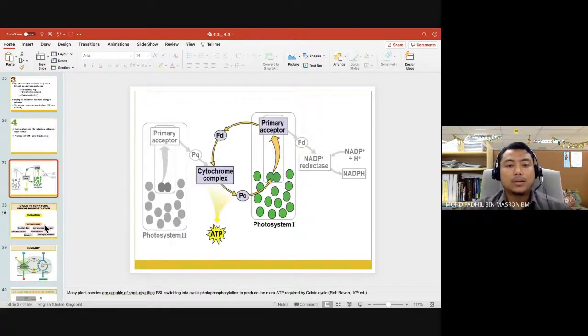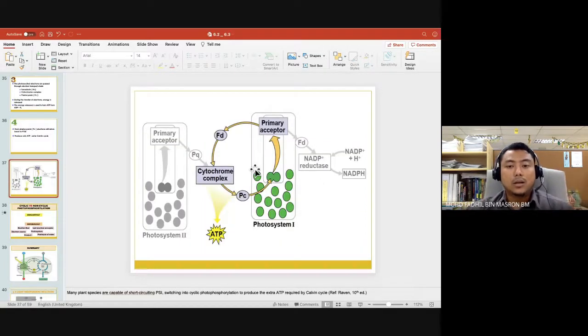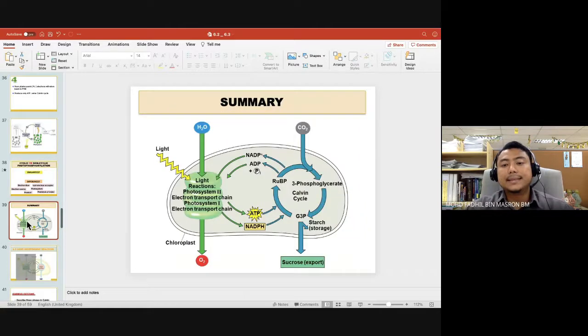Macam tu. Okay, so cyclic versus non-cyclic similarities. Okay, similarities dia ada banyak. Dia ada light harvesting complex, it still uses light energy, dia ada transfer of electron, ada banyaklah similarities. Differences dia, electron flow. Maknanya daripada mana pergi ke mana, siapakah last electron acceptornya. Maknanya P700 jugalah last electron acceptor, P700 jugalah yang akan bagi elektron tu juga. So electron source, photosystem, produk dia apa, hanya ATP saja. Photolysis berlaku ke tak berlaku. Untuk non-cyclic berlaku, untuk cyclic tak berlaku photolysis of water. Macam tu.